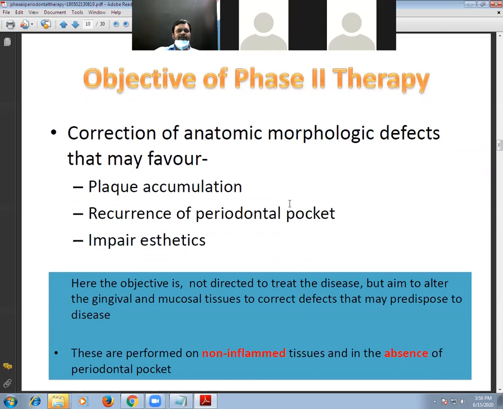Then, correction of anatomic or morphologic defects that may favor plaque accumulation, recurrence of periodontal pockets, and impair aesthetics. Hence, the objective is not directed to treat the disease but aims to alter the gingival and mucosal tissues to correct defects that may predispose to the progression of periodontal disease. So these are performed on non-inflamed tissues and in the absence of any periodontal pockets.